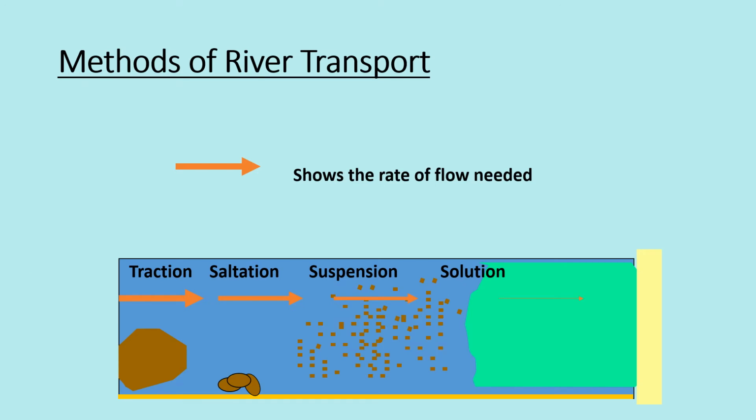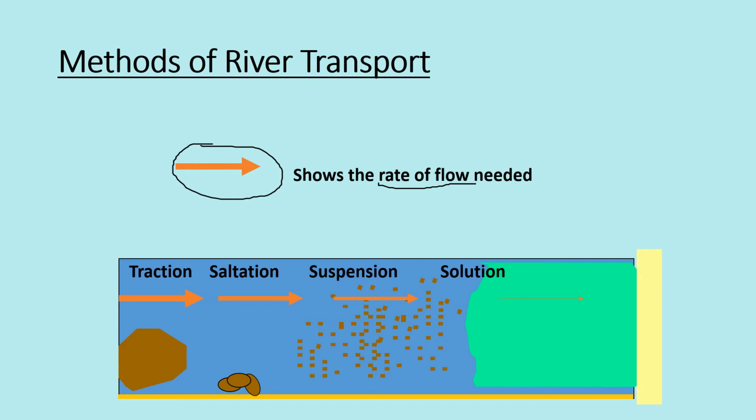So methods of river erosion, obviously, transportation. So methods of river transport, you can see I've got it here. And the thickness of this arrow shows the rate of flow needed. What I mean by that is for traction and saltation to occur, as I've just said before, the river needs so much more energy. And that means when the river has more energy, it travels faster.